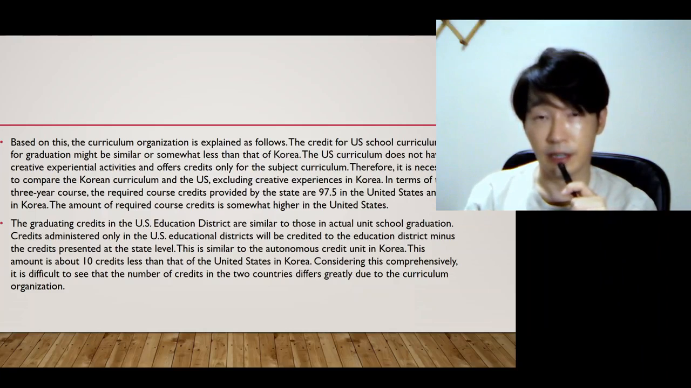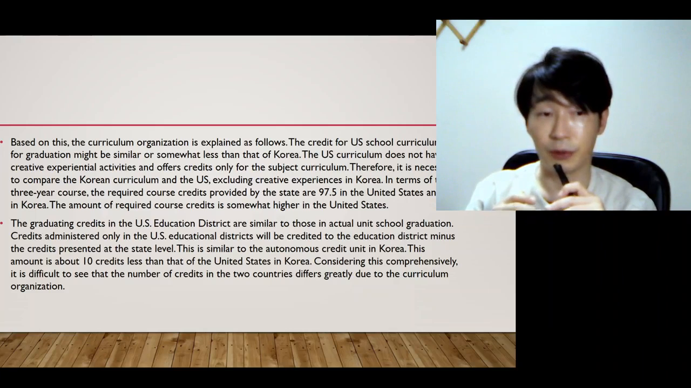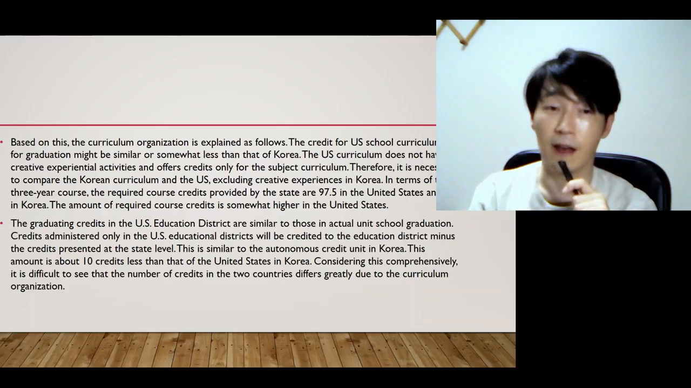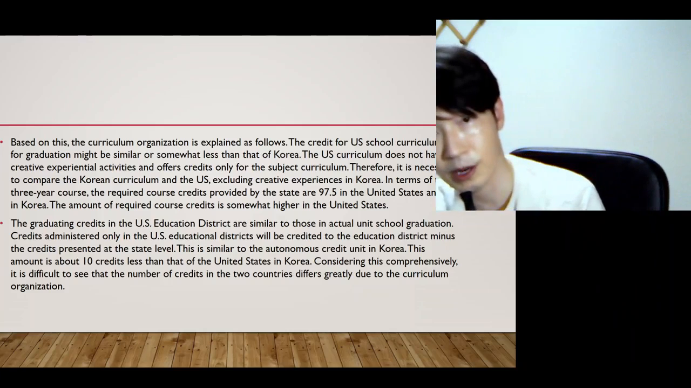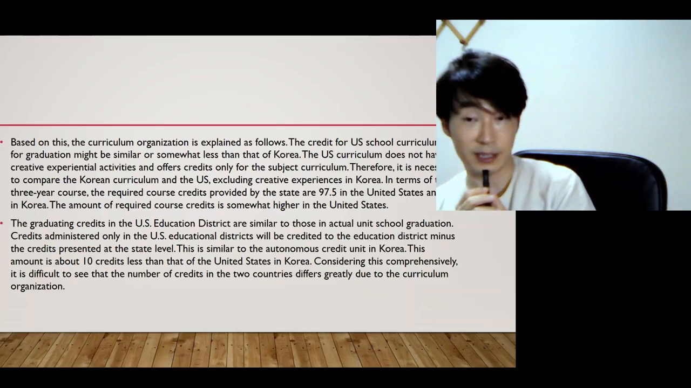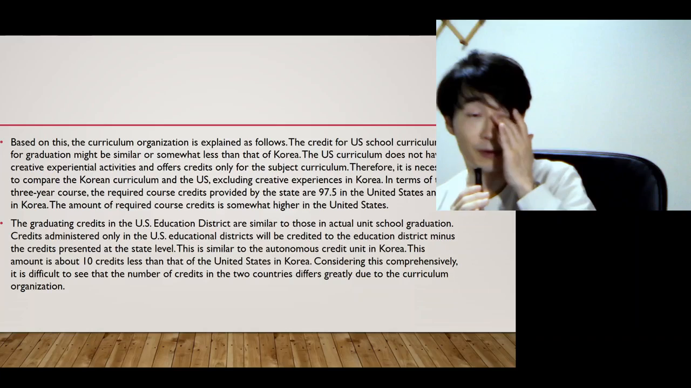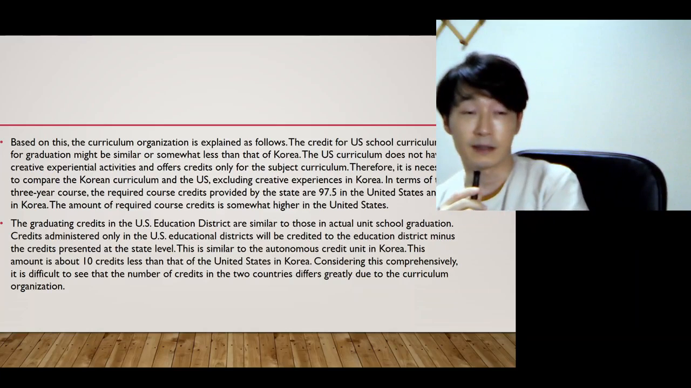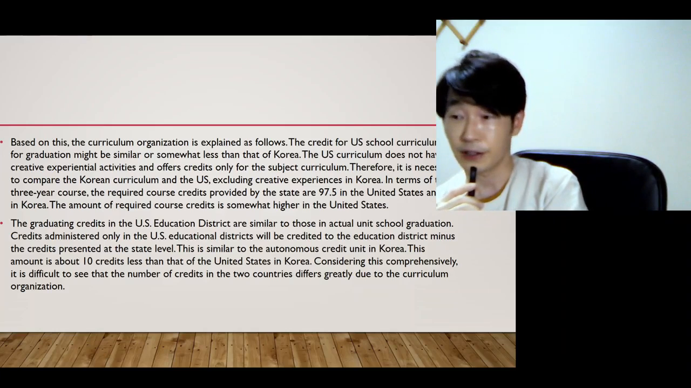And it is important to calculate it to 3 years, the 4 years of curriculums to 3 years, because the period of high school differs. So if you calculate into 3 years, state level suggests that 97.5 in the United States and 94 in Korea. So the amount of required course credit is somewhat higher in the United States.